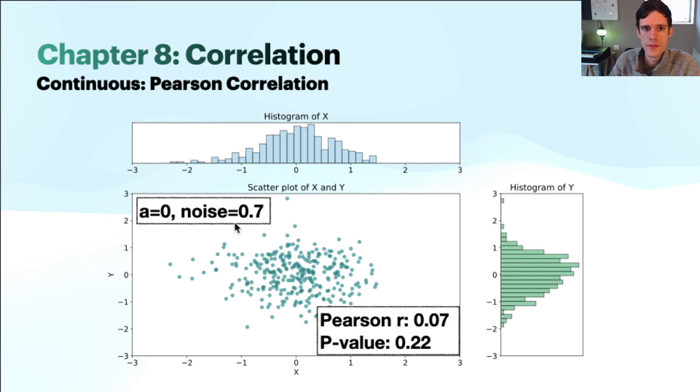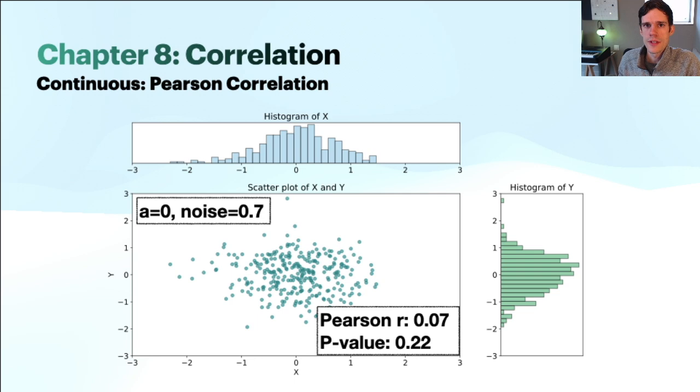And thus, from this scenario, we must conclude that X and Y are uncorrelated, which is of course in theory true because we set a equal to 0. So even though we found an R value that is not 0, the p-value saves the day and forces us to conclude that X and Y are not correlated.